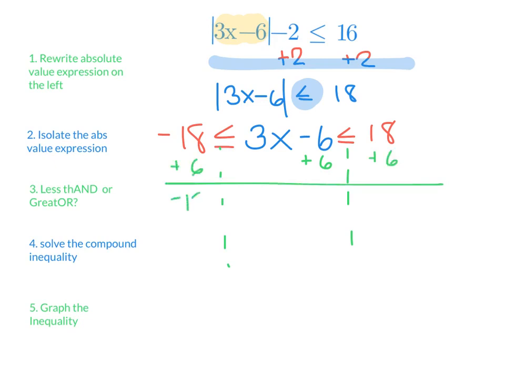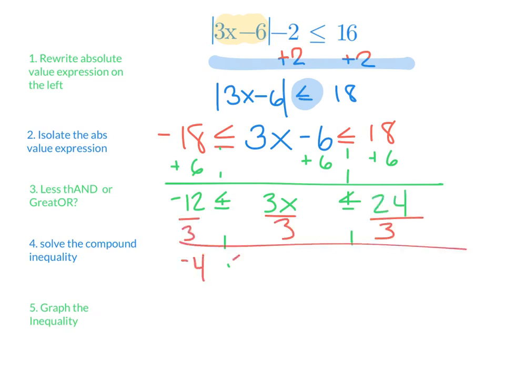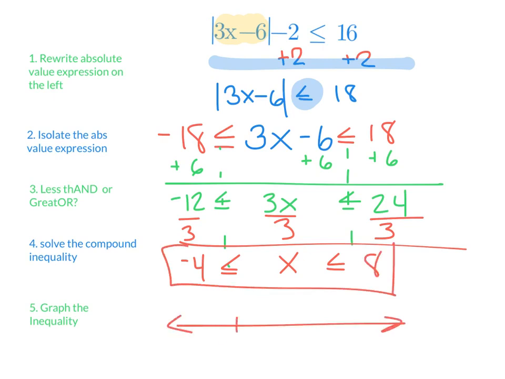This gives me negative 12 is less than or equal to 3x, which is less than or equal to 24. I'm then going to divide by 3, which gives me negative 4 is less than or equal to x, which is less than or equal to 8. This is my solution, and when I graph it, I put negative 4 and positive 8. It's going to be a closed circle, and again, I'm shading the region in between.